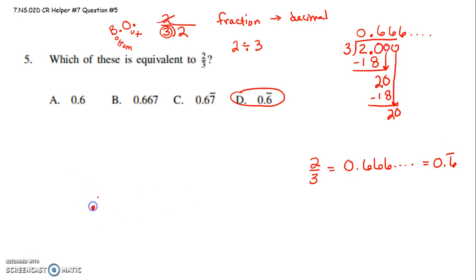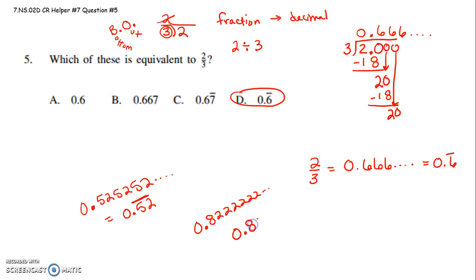If your repeating decimal was like 52, 52, 52, and so on, then if you needed to write it in bar notation, it would be 0.52, and the bar would have to go over the 5 and the 2. If your answer was something like 0.822222 repeating, then in bar notation it would be 0.8 with your 2, and only the 2 would repeat, so the bar would go over the 2.